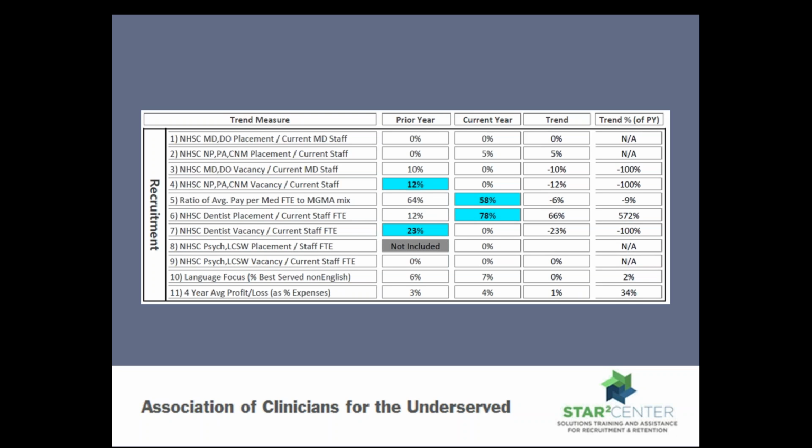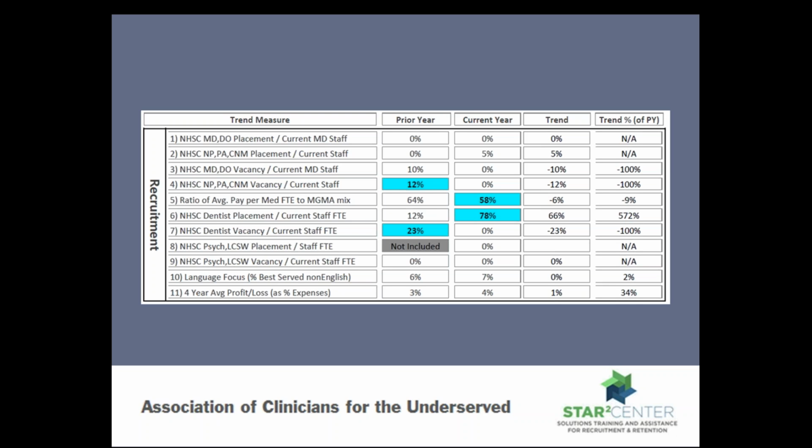So even here, if we look at recruitment number 6, NHSC dentist placement per current staff, you went from 12% to 78%. Now you have a blue flag. Really, I can tell you right now, that means that person had at least one dentist placement there, a National Health Service Corps dentist placement. And so that's great.